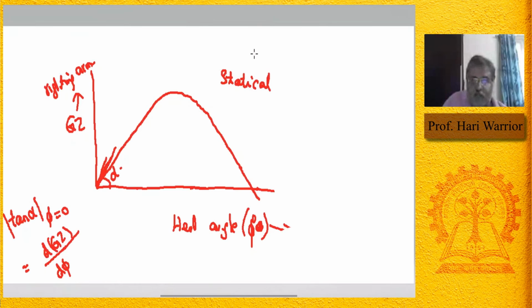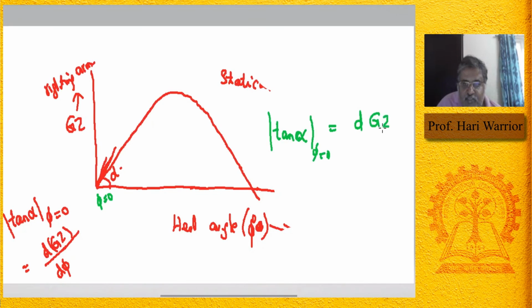So I'm going to write this again. Tan alpha, the slope of the curve at phi equal to 0. This is phi equal to 0. So the slope of the curve at phi equal to 0 is equal to dy by dx, d GZ by d phi at phi equal to 0.